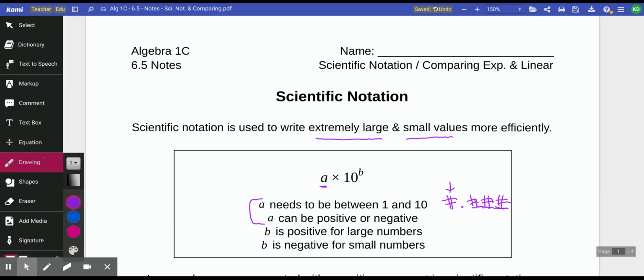All right. The second part of this is the B value, the exponent. That can be positive or negative as well, right? But it's going to be a positive number for very, very large numbers and a negative number for very, very small numbers, right? Because a positive exponent means we're multiplying by 10 that many times, and a negative exponent would mean that we're dividing by 10 that many times. So that's how we make small numbers.